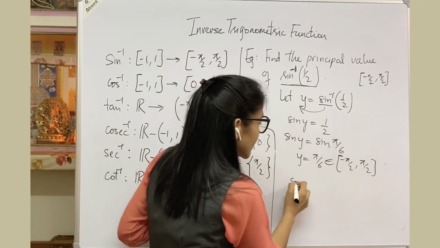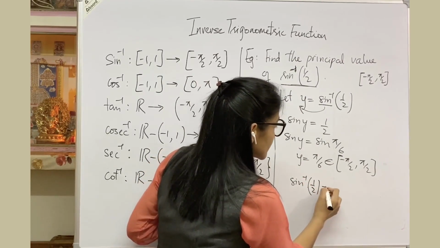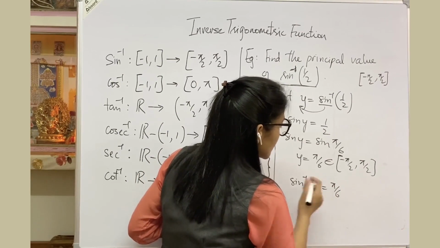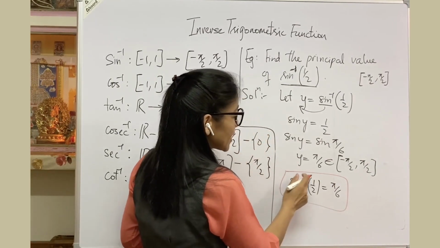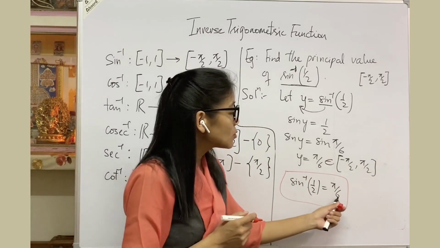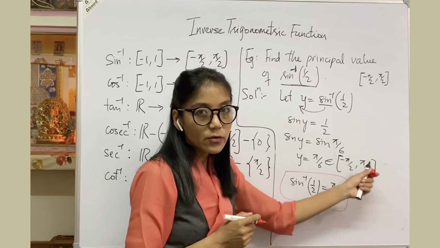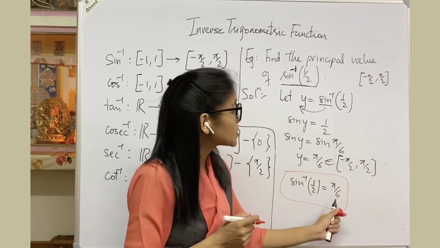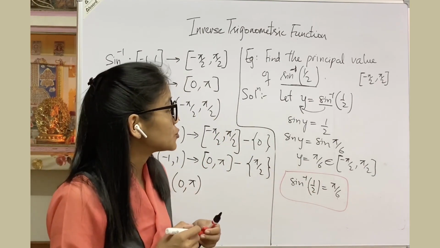So therefore you will write, what is y? It is sine inverse of half is equals to pi by 6. So this is what you are asked to find out, okay? So we got the value of sine inverse of half, which is equals to pi by 6. And now this is the principal value, okay? You can see that this lies within this interval. So this is the required principal value for sine inverse of half. So in this way you have to do, okay?